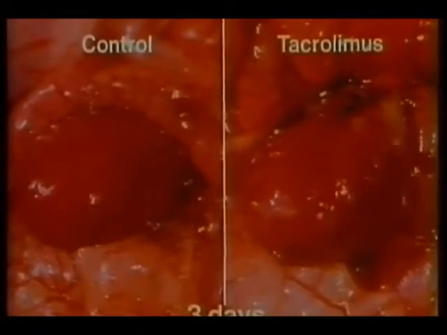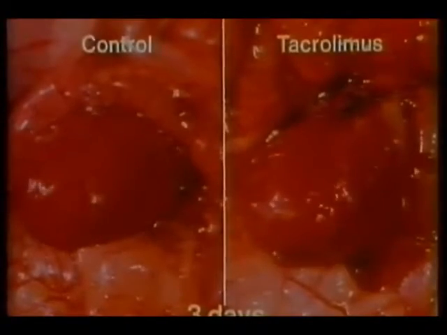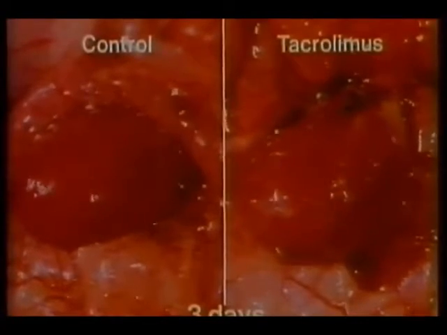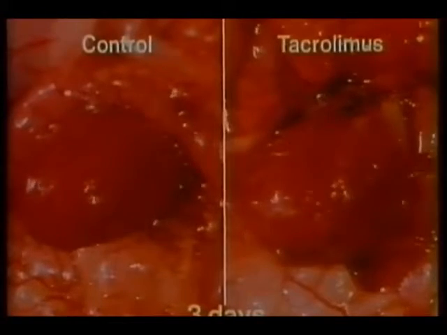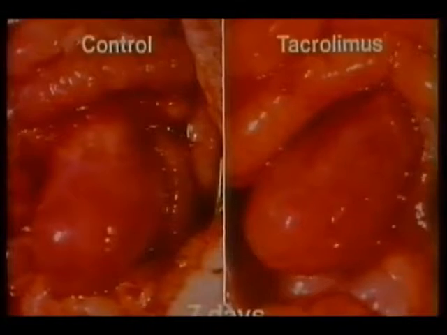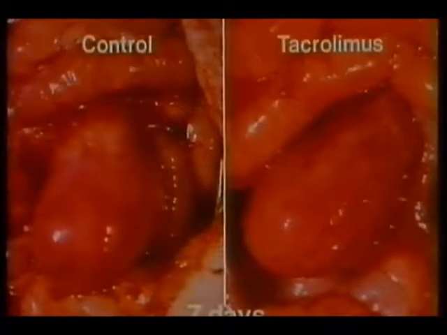This is a view of the heart on the 7th day after transplantation, where a dose of 0.1 milligrams per kilogram of the immunosuppressant agent tacrolimus was administered daily. We can see the heartbeat is maintained. Here is a comparison of the rejection reaction both with and without the administration of tacrolimus on the 3rd and 7th days. On the 3rd day there is almost no difference, but on the 7th day we can see that tacrolimus has had a definite effect.